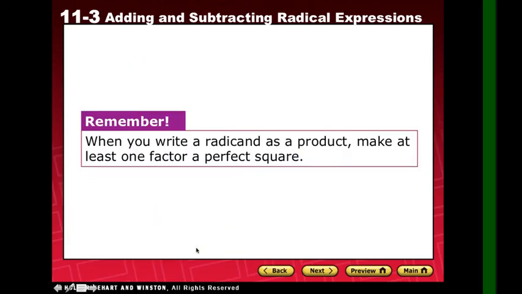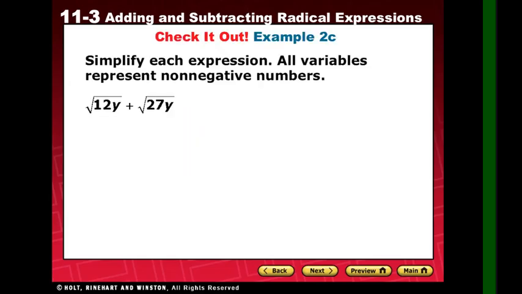Okay? Now, when you write a radicand as a product, make at least one factor a perfect square. So, lagi mong tatandaan na kapag pina-factor out natin sila, yung isa perfect square, yung isa not perfect square. Now, let's have this one. We have 12y and 27y. So, what do you think now are the factors of 12 and 27 para maging pareho sila?